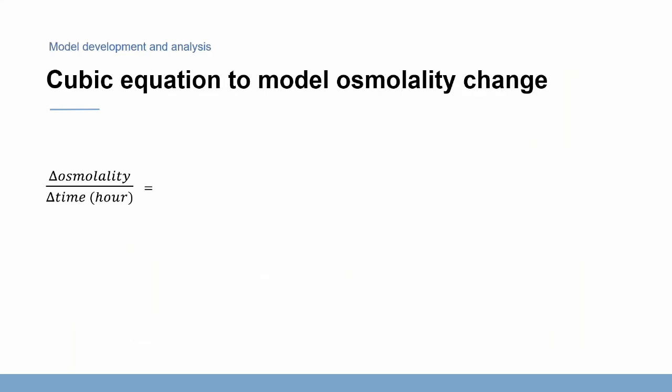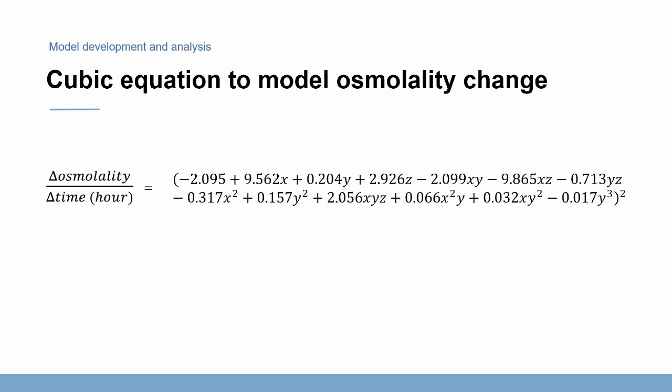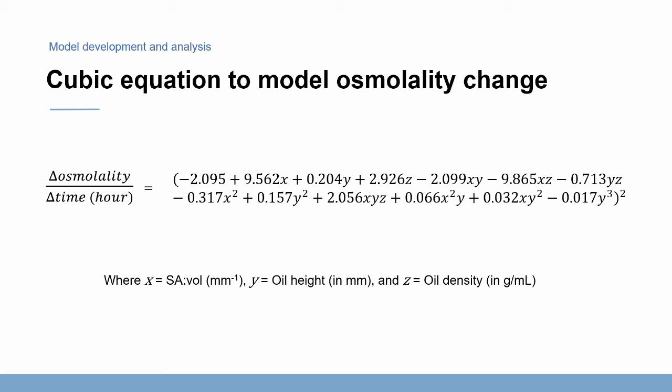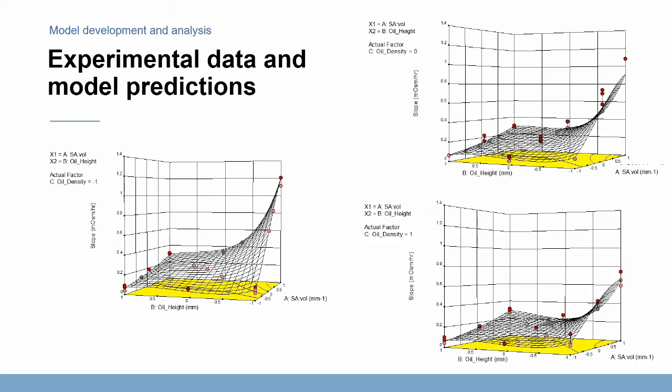And so finally, after all this process, I ended up with the model as shown here, where the osmolality change per hour, or change in osmolality over time, can be described well by this particular truncated cubic model, where the different factors include the surface area to volume, the oil height, and the oil density. And so when we look at some of the graphics that Design Expert provides, we can see how well the model fits the data. And you can also see how the data points and the output variables change in different sections within the design space.